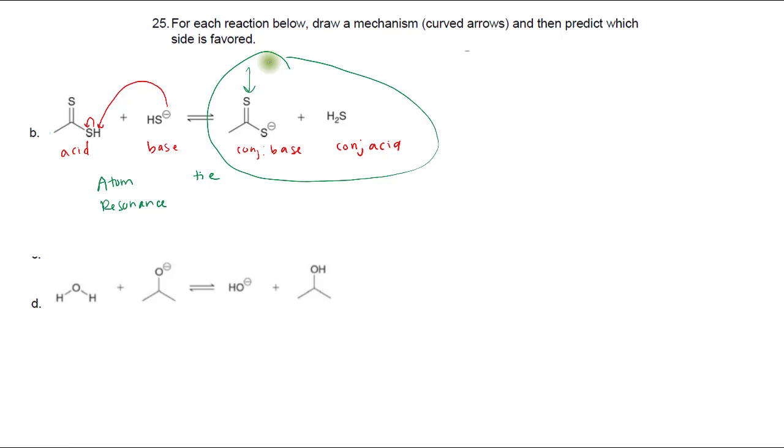In the second example, water is acting as my acid. This is my base. So this is the conjugate base. Conjugate acid. I'm going to draw my arrows. And then I'm going to look at pKa's to decide which one is favored. This is another one where they're very close to each other.